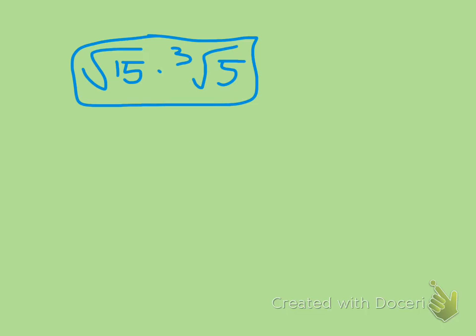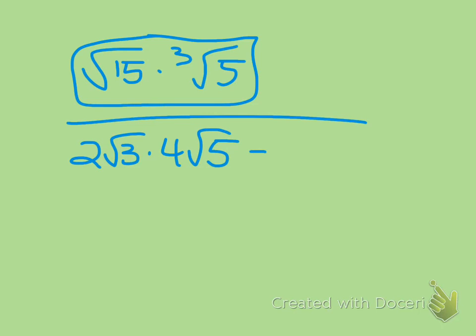What if we had numbers here? What if I had 2 times the square root of 3 times 4 times the square root of 5? 8 times the square root of 15. Yes! So I can take the stuff that's out here, kind of like combining like terms. Exactly. I can do the numbers on the outside together and then the things on the inside together.